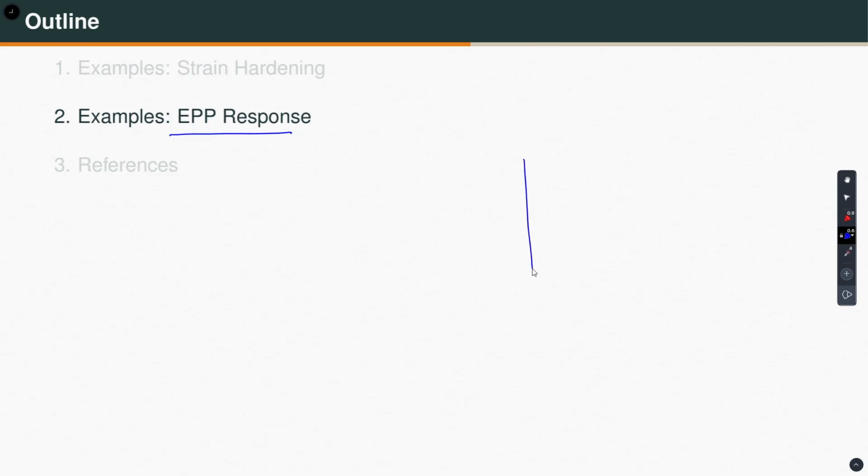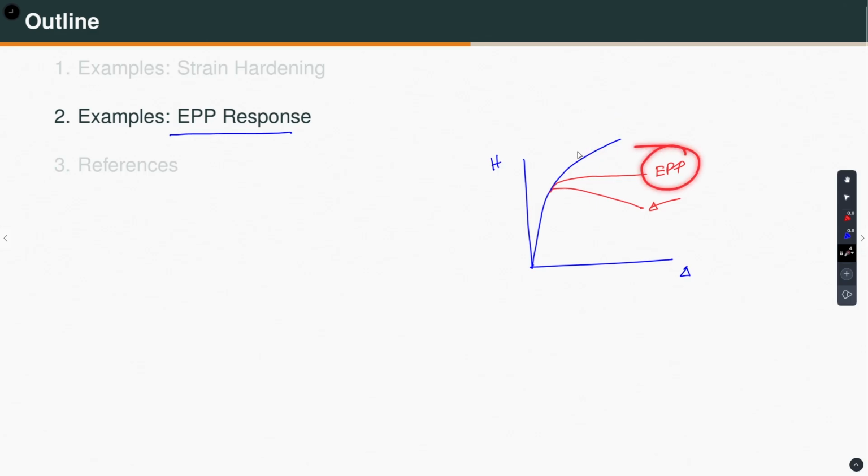If you recall, we are talking about three different responses. So let us say H versus delta. One is like this, which is strain hardening. The other one is like this, which is EPP, right. And then there is another one which we are calling strain softening. So this is softening. Okay. So we have discussed the strain hardening. Now let us see what happens if the material behavior is elastic perfectly plastic.